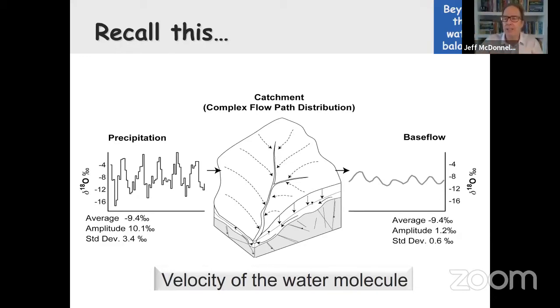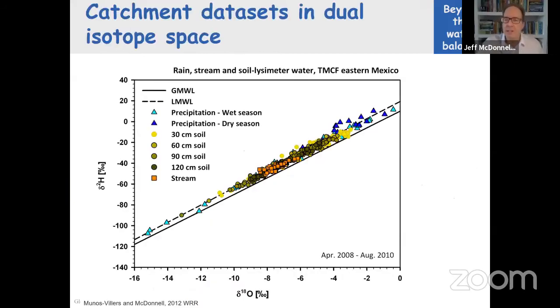We can also look at this in so-called dual isotope space, meaning rather than just one isotope, we can look at the two together. And this is what such a plot looks like. On the x-axis is oxygen 18, and on the y-axis is 2H or deuterium. We have a name for that isotope. But the two plot linearly, and that's called the meteoric waterline. And in my work, in the last 30 years working in small catchments, all of the waters I've sampled have fallen on that line. And they show the same kind of sinusoidal pattern, but now stretched out along that line.